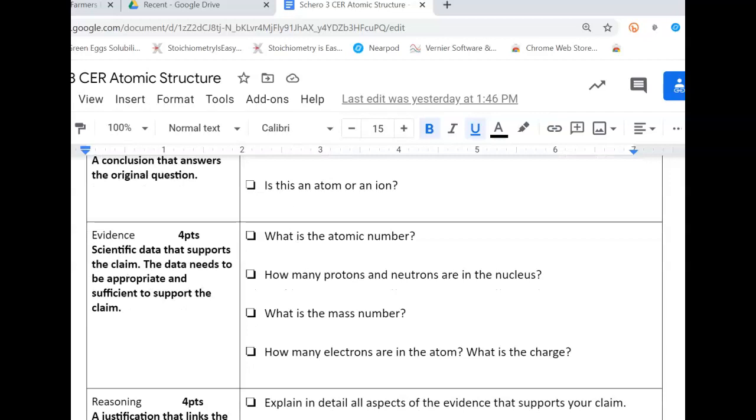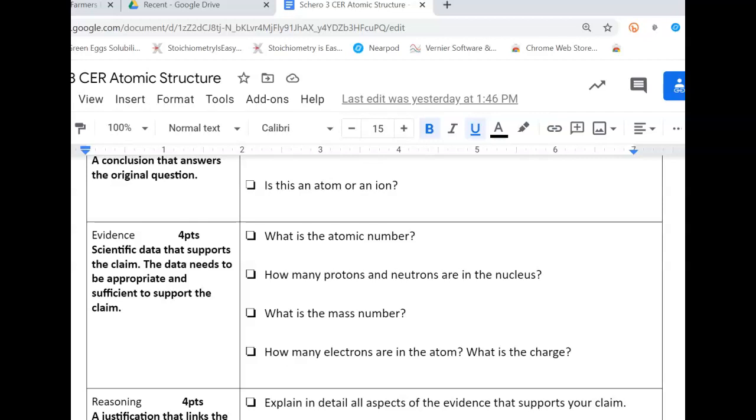In the evidence, I'm going to say that the atomic number of this element is 3. The number of protons and neutrons in the nucleus are 3 and 4, so 3 protons and 4 neutrons. The mass number is 7, and the electrons in the atom are 3, giving me the overall charge of 0.